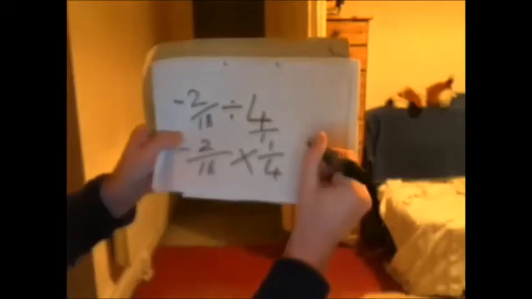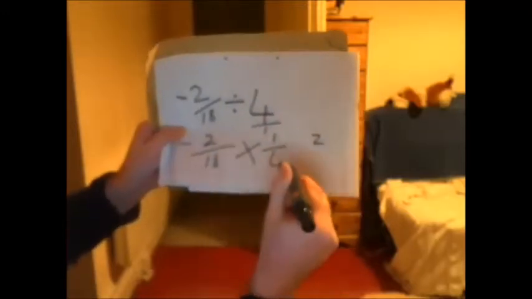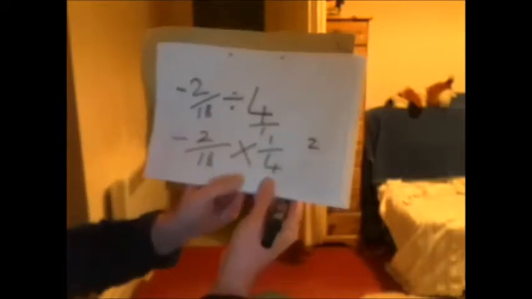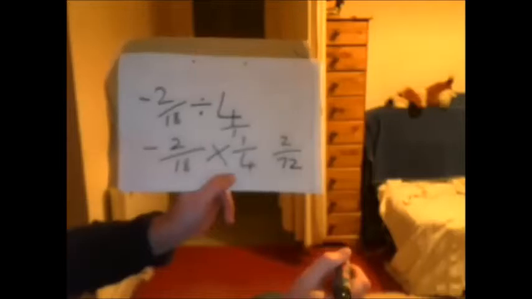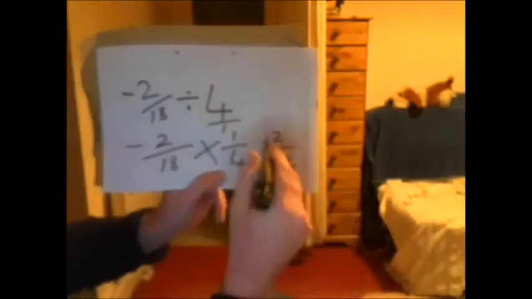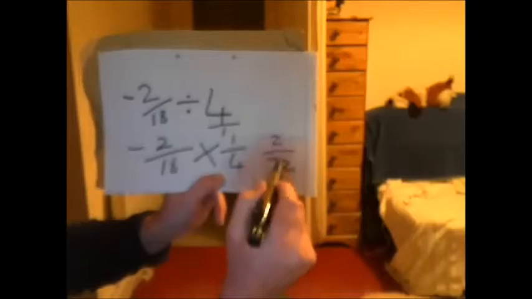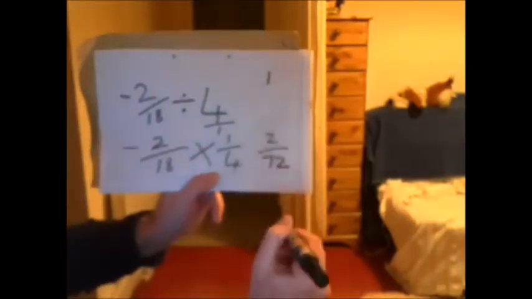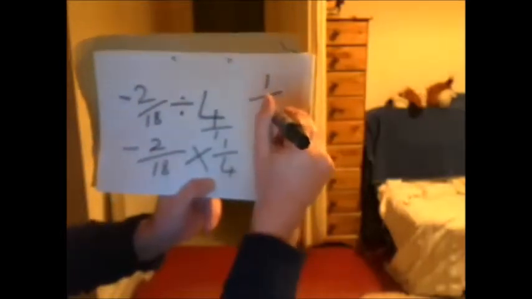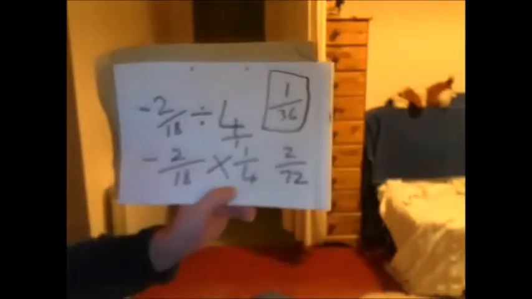2 times 1 is 2. 18 times 4 is 72. And of course it's quite easy to reduce that a little bit, isn't it? You know, 2 into 2 goes in once, 2 into 72 goes in 36 times. The answer there is a nice neat 1 over 36.